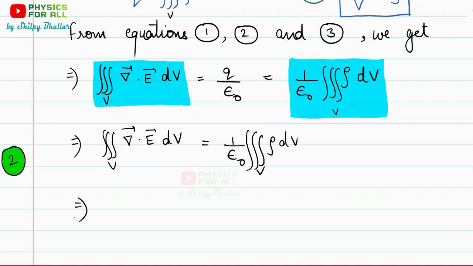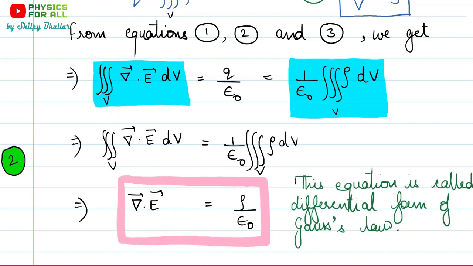So in the next step, we will simply remove them. And what do we have? We have del dot E, and from here, we have rho upon epsilon naught. And this is our final expression. What is this? This is our del operator, which is a differential operator. And this is all we need. We have removed the integral, and now our final expression involves only the differential operator and the terms. So this is the differential form of Gauss theorem.